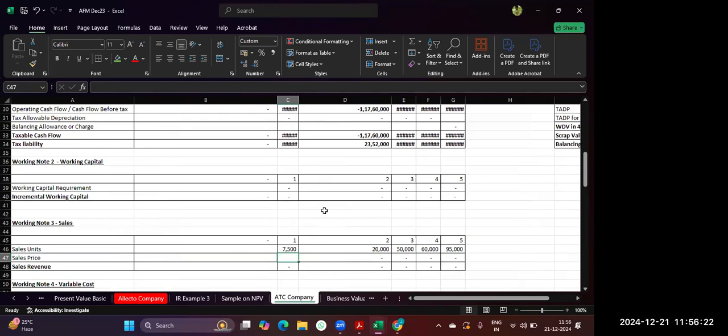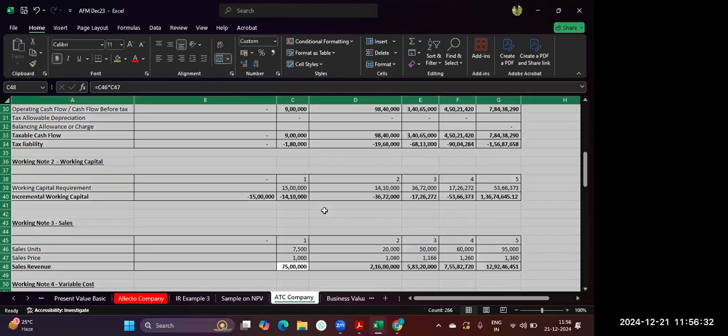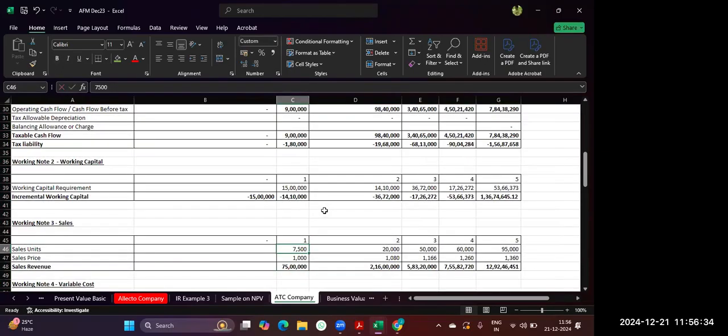What is the sales price? For the 1st year, it would be 1,000, sir. So 7,500 units multiplied by 1,000 is how much? 7.5 million. Correct, 7.5 million, or 75 lakhs, we can say.